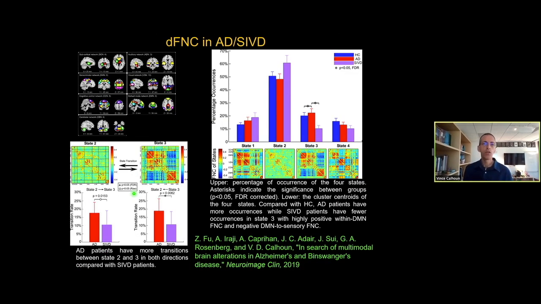Okay, and just a few more. We can also use these approaches to differentiate between subtypes. Here we're looking at Alzheimer's disease and subcortical ischemic vascular disease. Here we find that the transition time between state 2, again a weakly modularized state, and state 3 is significantly different between those 2 groups. They have more transitions in the AD patients than in the SIVD patients.